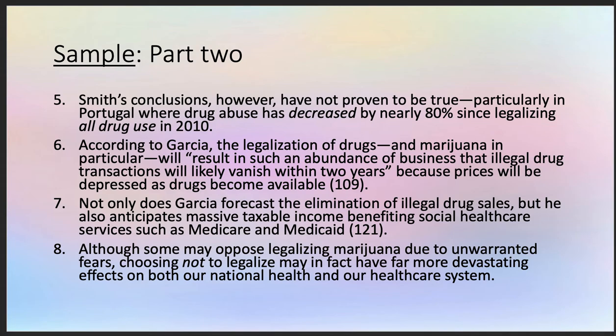So we've presented our refutation, we've provided evidence, we've interpreted evidence, and then we end with number 8. This is where we reconnect with our thesis. If we're writing a paper that argues that legalizing marijuana will be good for the country, this is where we reinforce that. Although some may oppose legalizing marijuana due to unwarranted fears, choosing not to legalize may in fact have far more devastating effects on both our national health and our healthcare system.